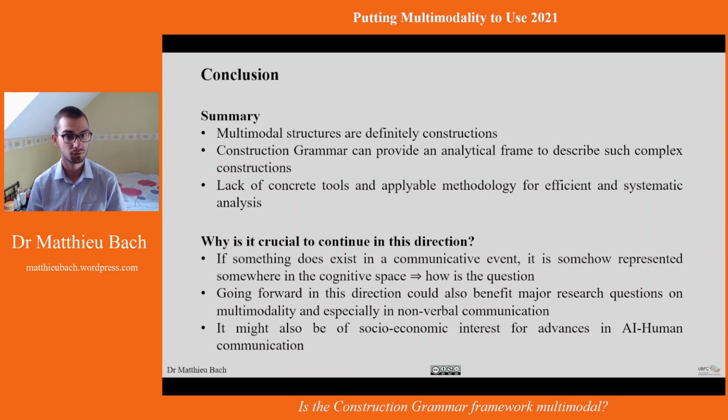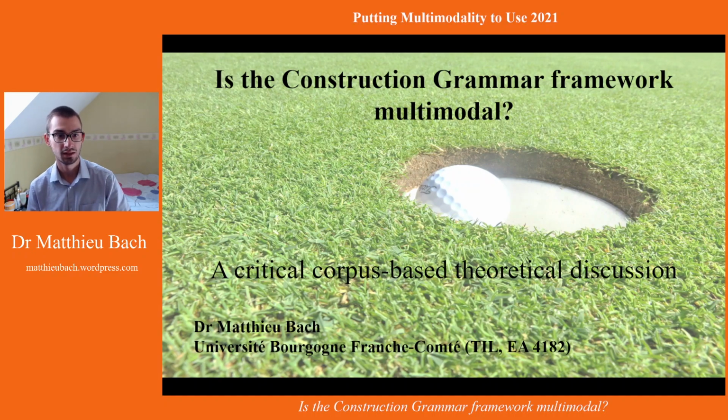Then what's crucial to continue in this direction? Well, the first element is, if something does exist in a communicative event, then it's somehow represented somewhere in the cognitive space. The question is just how. Is it multimodal or not? And then I just have two other arguments, but I won't read them, about the necessity of going forward in this direction and to include multimodality in construction grammar.